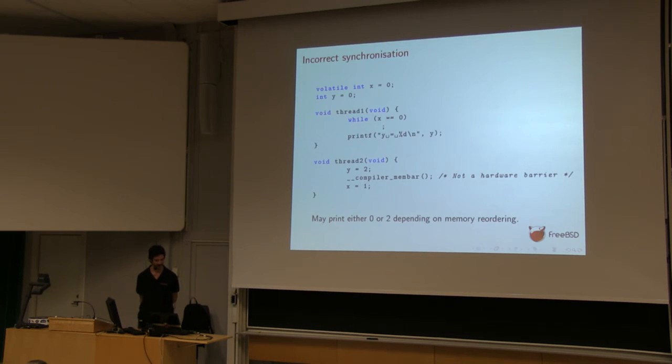So synchronization is difficult. I have two threads here. Thread 1 is sitting in a busy loop, waiting for x to be non-zero. And then it will print the value of y.